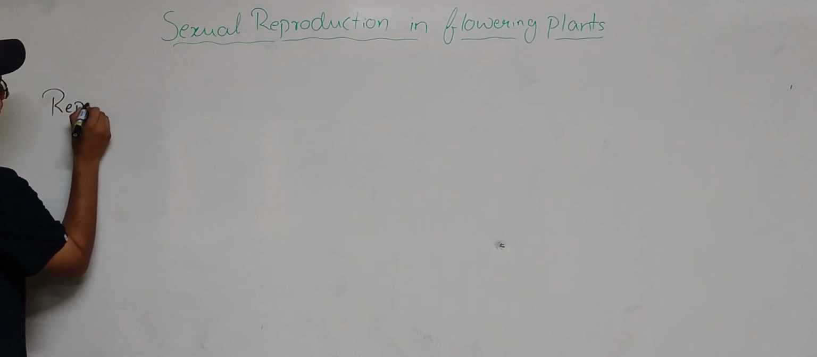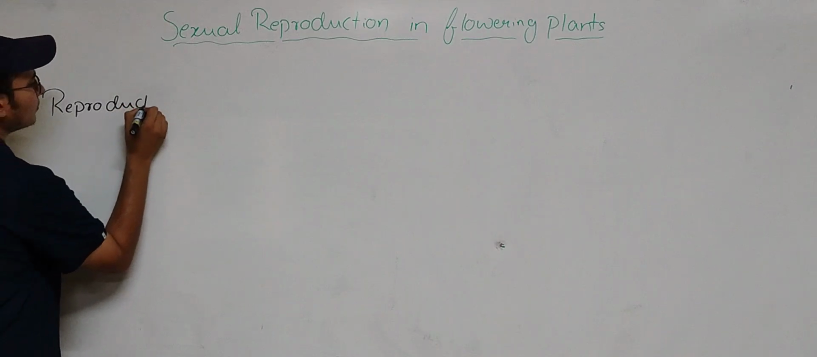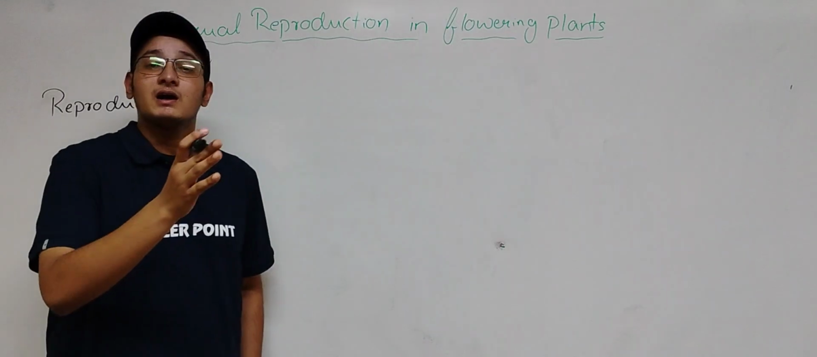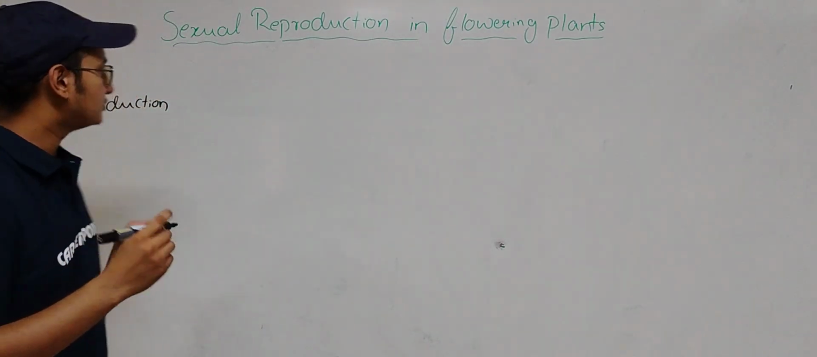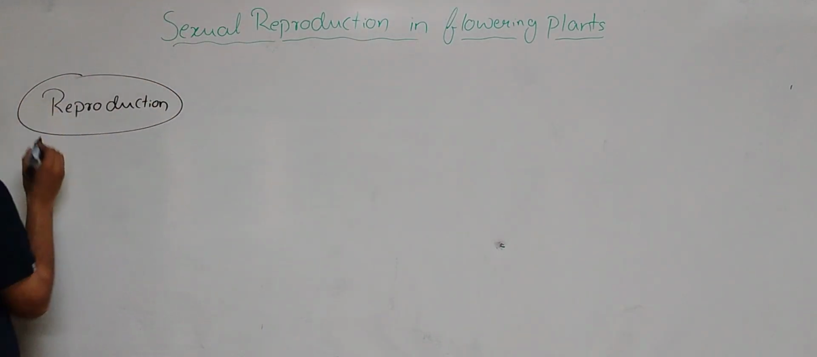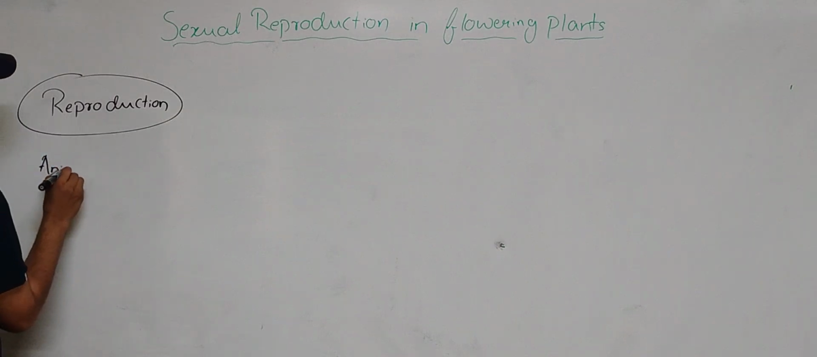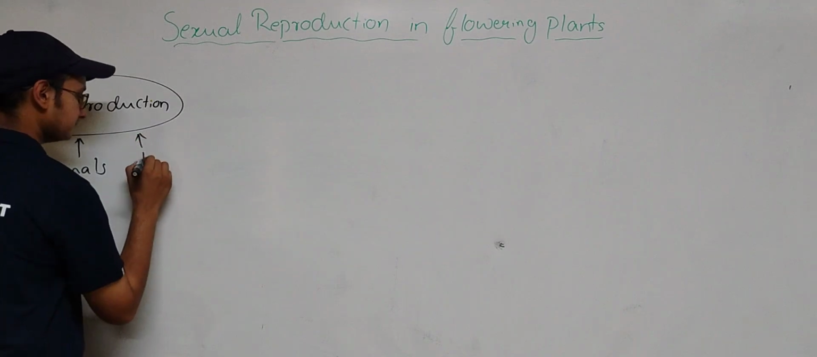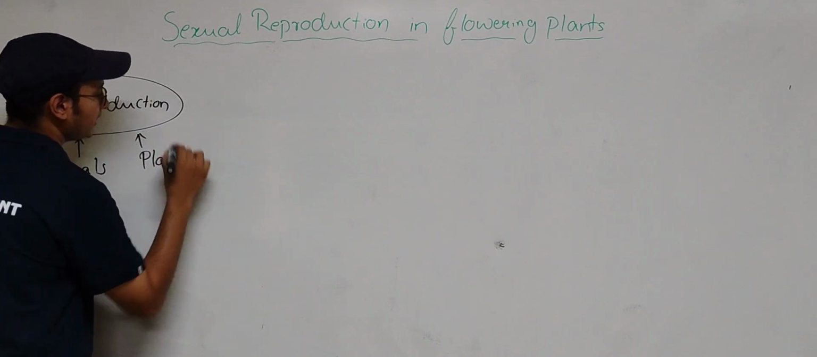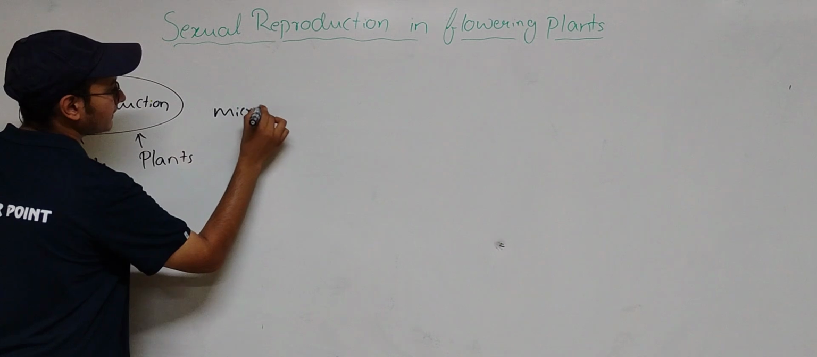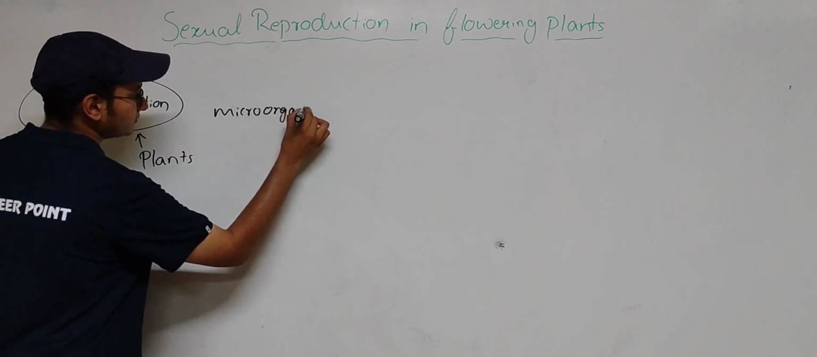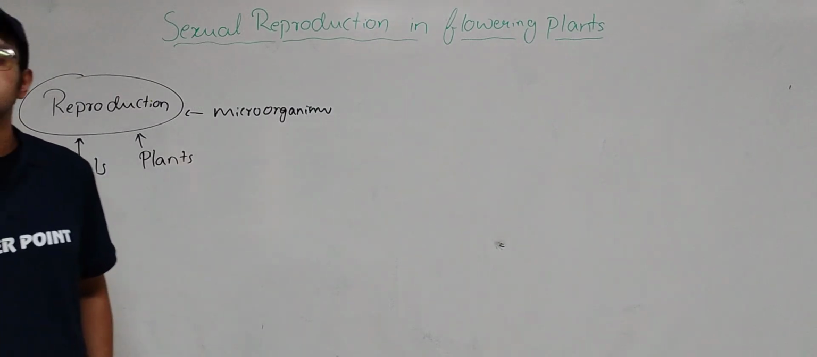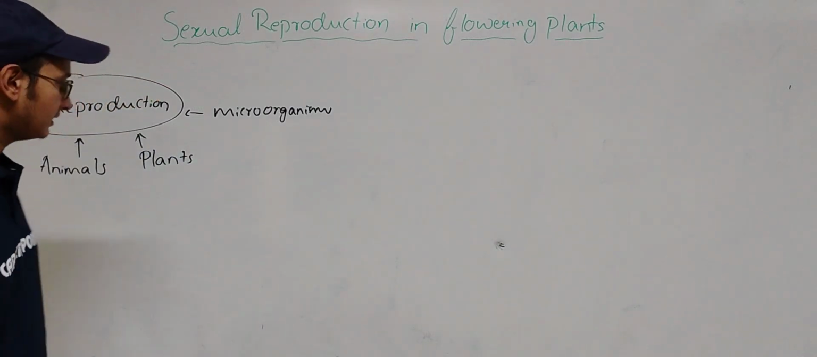Reproduction. What is reproduction? Biological process where a parent produces offspring. So if we take animals, do they reproduce? Yes. Or if we take plants, do they reproduce? Yes. And microorganisms? Of course, even they do. So all the living organisms, they do reproduce except few organisms.